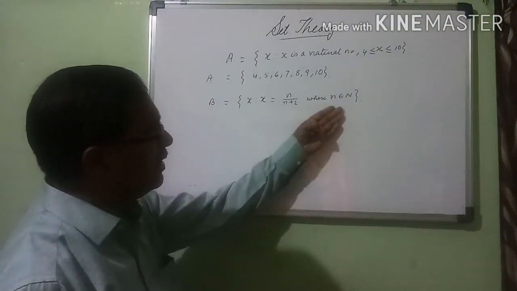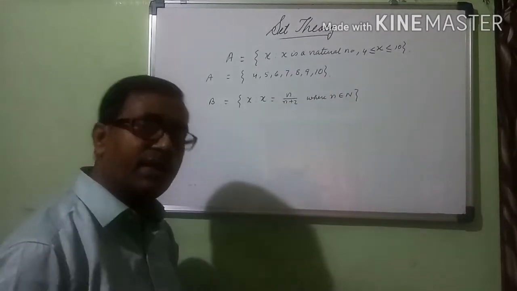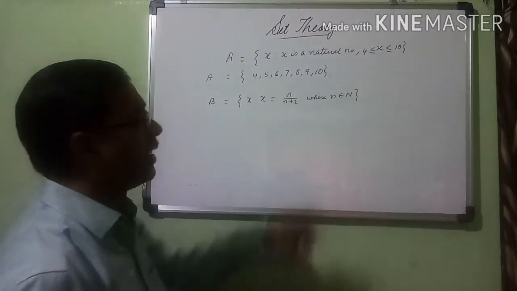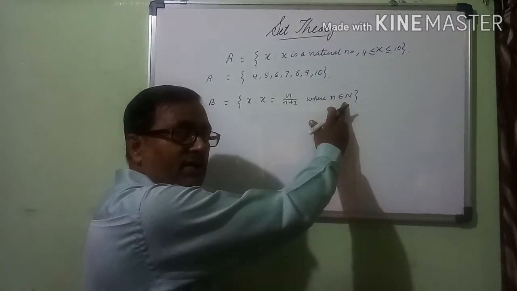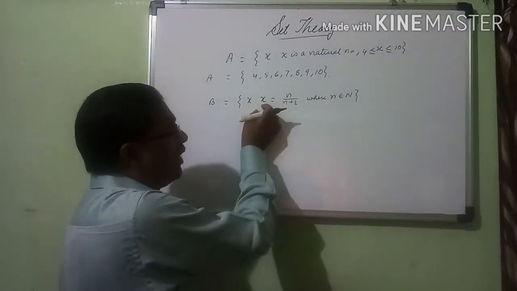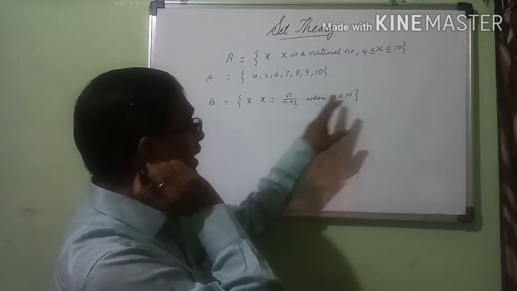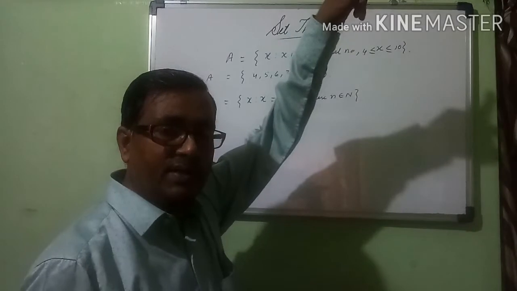How many numbers are there? Natural number. N belongs to capital N means natural number. How many natural numbers are there? Infinite. Hence, the set B will also be infinite. And what is your N? N is your natural number. The value of x will always be taken as a natural number, but the value of x will be infinite in number.